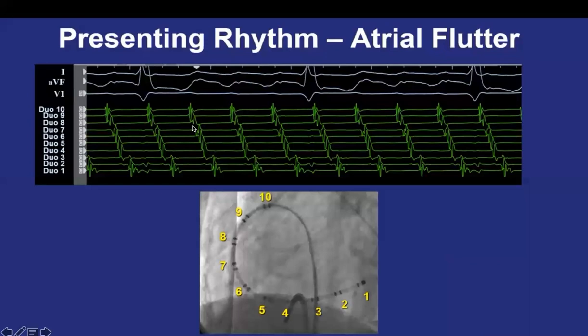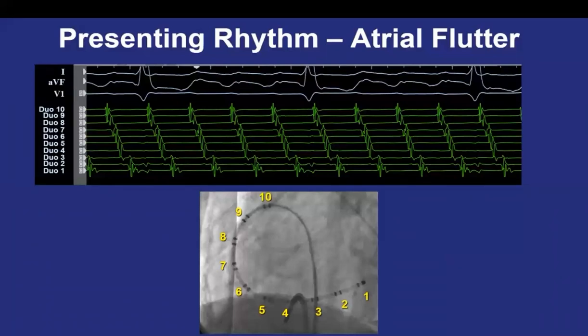Can this atrial flutter be diagnosed from the surface ECG here? Actually, it can be, based on the rates. I see there is continuous activity in the aVF. Yes, there is continuous activity. It can be diagnosed from this surface ECG. Excellent. Now, is this typical or atypical flutter? Typical flutter. This is typical.